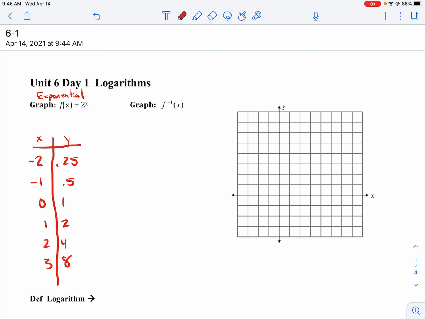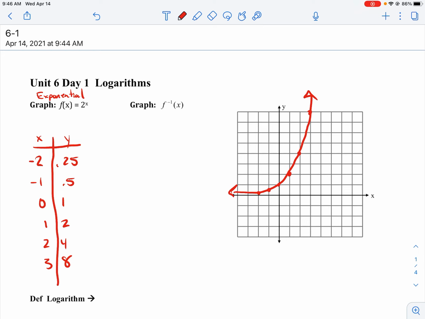Okay, and that's about all that's going to fit there. So let's graph those bad boys. All right, so -2, right there, -1, right there, 1, 2, 4, 8, and we're no longer talking about sequences. And so we're going to draw a line through all of those.